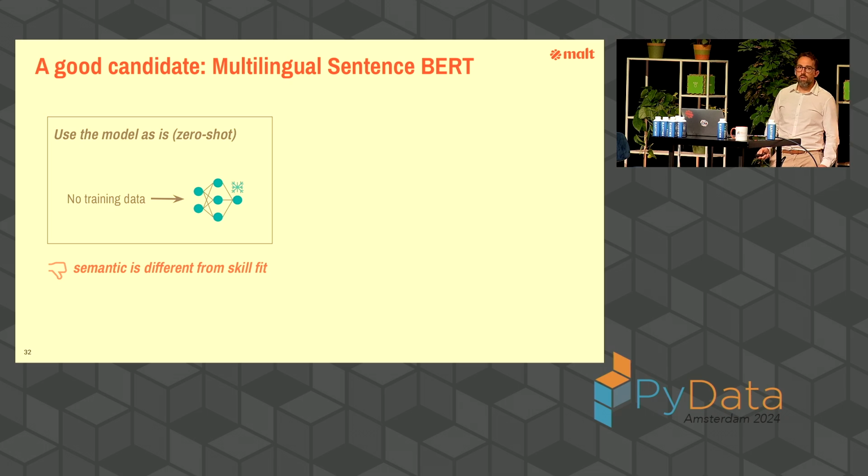So now we could say, OK, we have a model. It's aligned between the languages. It's organized. So we could use it as is. The problem is that if you remember at the beginning, we want the distance to represent the skill fit. But it was trained on sentence similarity. So the distance is more about semantics. So it's not exactly what we want.